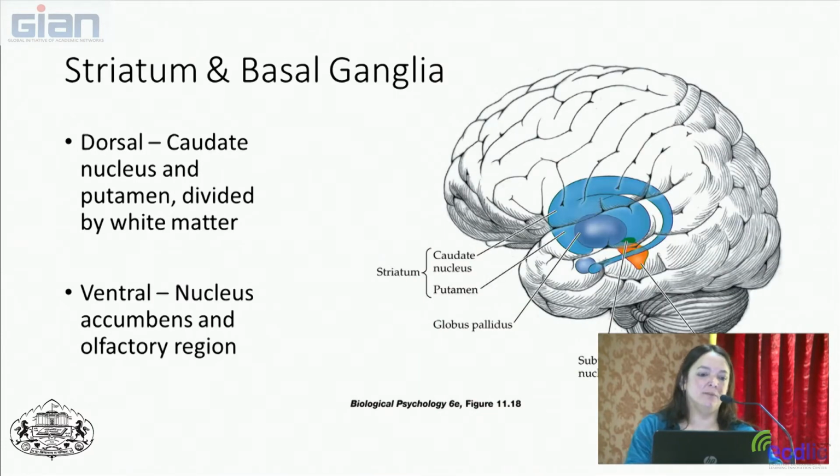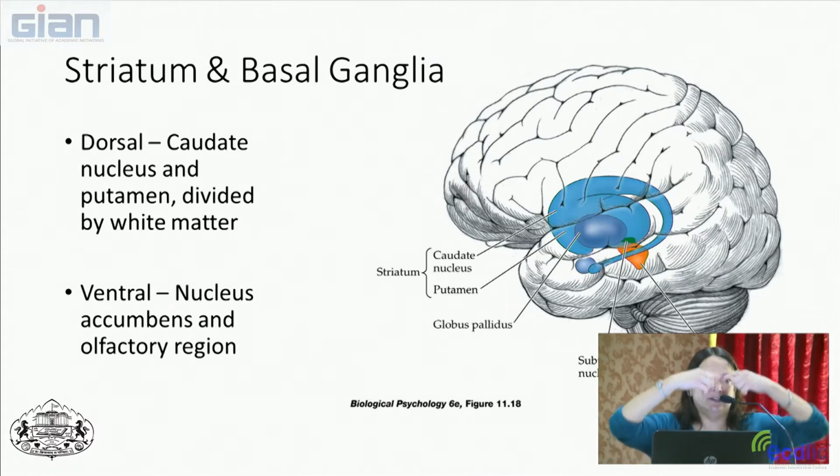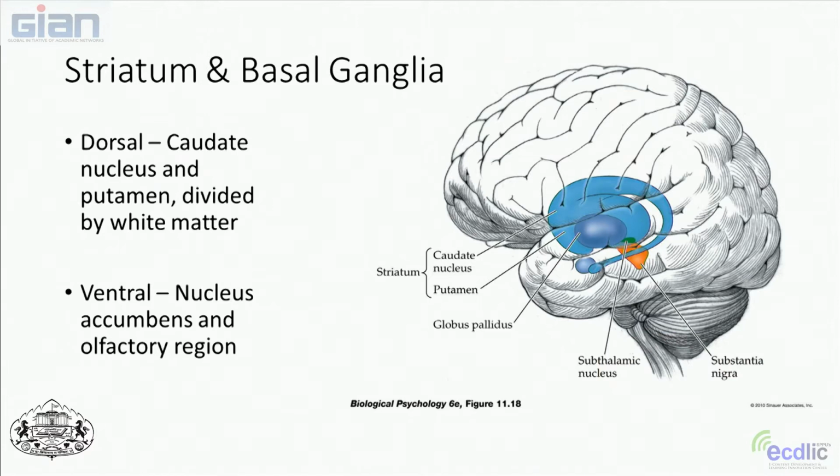Okay, we're going to keep talking about the striatum and the basal ganglia. Again, this is now from an axial view of it. You can see the putamen here and the caudate. The caudate is a looped structure, and it has a head and a tail region. And the left and the right of these are divided by white matter. And the ventral in the bottom is the nucleus accumbens, like I mentioned, and the olfactory bulb, which, if I had a pointer, I could show you again, sits at the bottom of the prefrontal cortex.